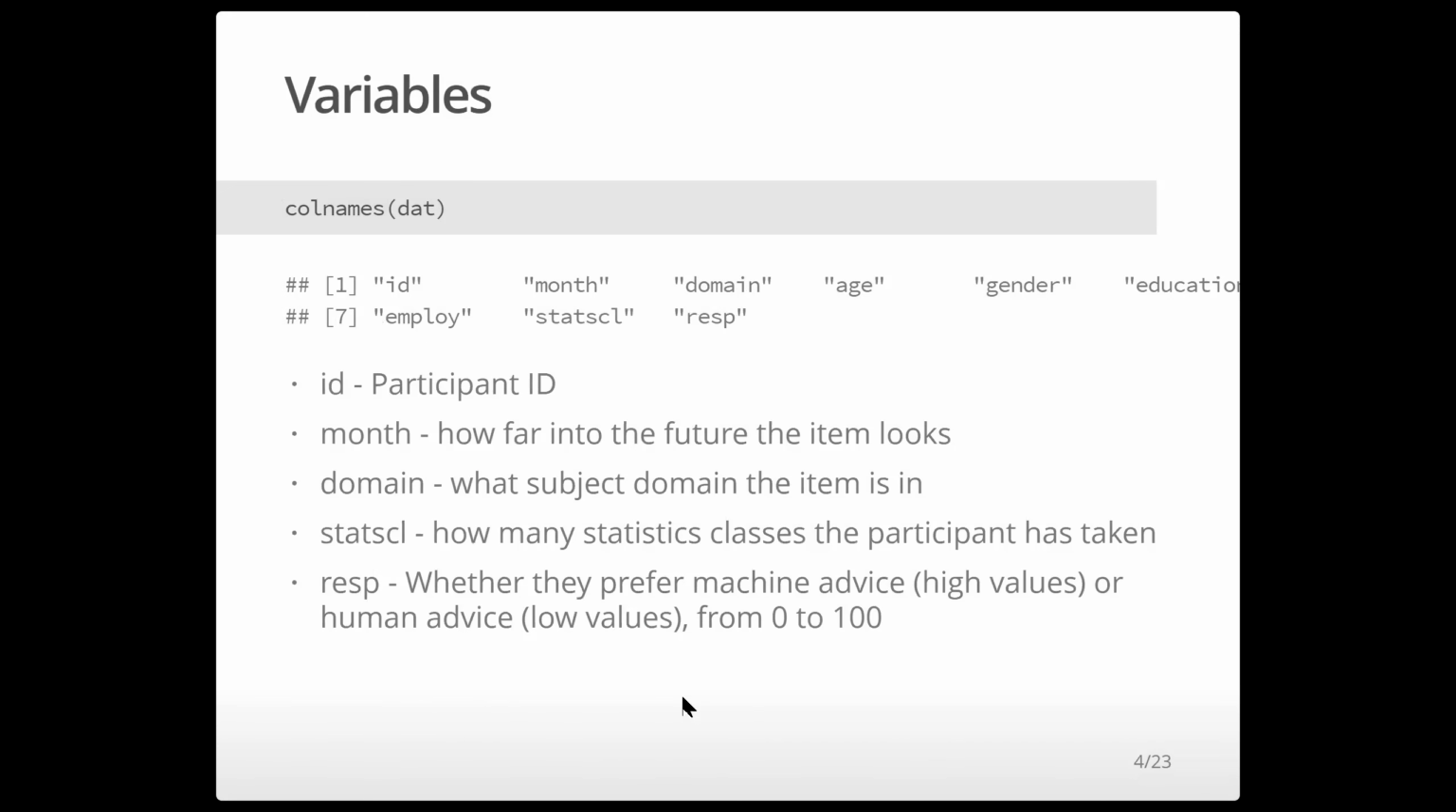So again, here is a little bit about our variables. We can look at the variable names by calling the names function, which gives us the names of each variable in our data set. So once again, ID is a participant ID, month is how far into the future the item looks, domain is the subject, and then some other relevant variables are stats classes, which is how many statistics classes the participant has taken, and then RESP is the variable of interest, which is whether they prefer machine advice, which is high values, or human advice, low values.